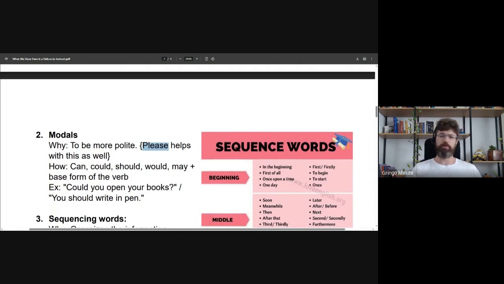So use your modal verbs. Good news is you just use a modal verb with the base form of the verb. No modifications, no done, no did, no doing, no does. If you know the verb, you know how to use a modal.